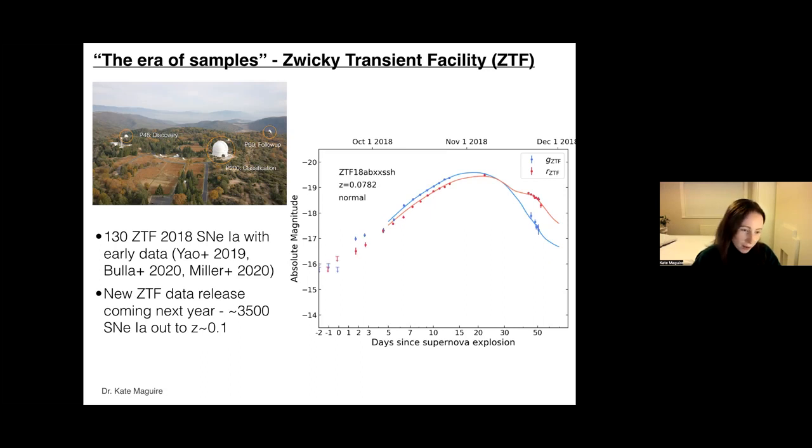And so then just to flag up, we've now completed a sample from 2018 to 2020, and so we have plans for a new ZTF data release of the type 1As next year, and so there's about 3,500 type 1As out to redshift of about 0.1. So they don't all have the nice data that are shown here with the very early light curves, but they do all have spectroscopic classification. So this will be a really nice data set that we hope to release soon.